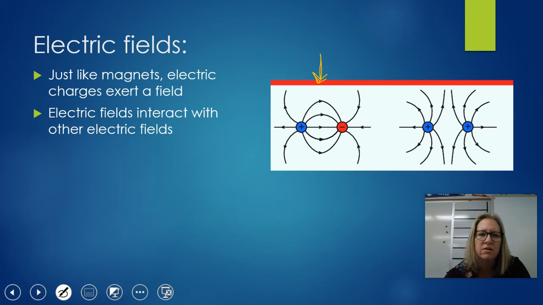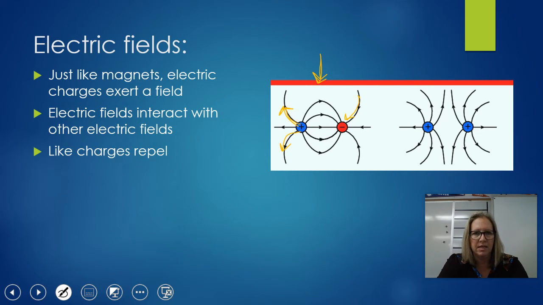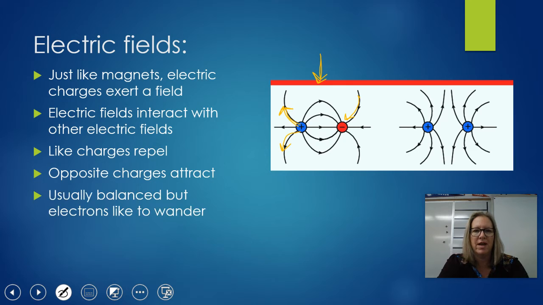Notice the direction of the arrows though. With a positively charged particle, the field is drawn as going outward. With a negative, it's going inward. It's just to show the opposite nature of those. Again, like charges repel, opposite charges attract. And the electrical charges really want to be balanced. They don't like being unbalanced. It causes funky things when that happens.